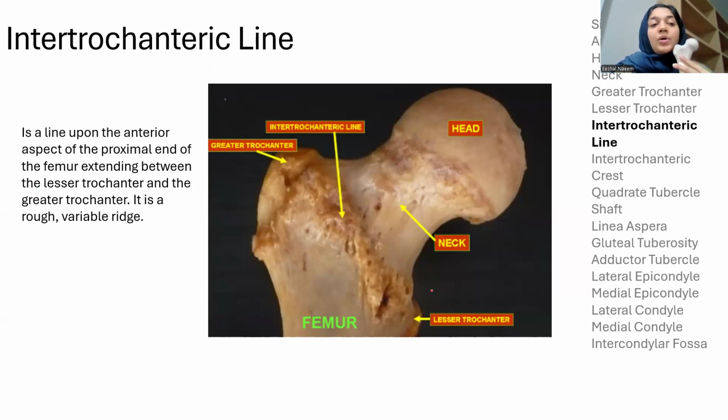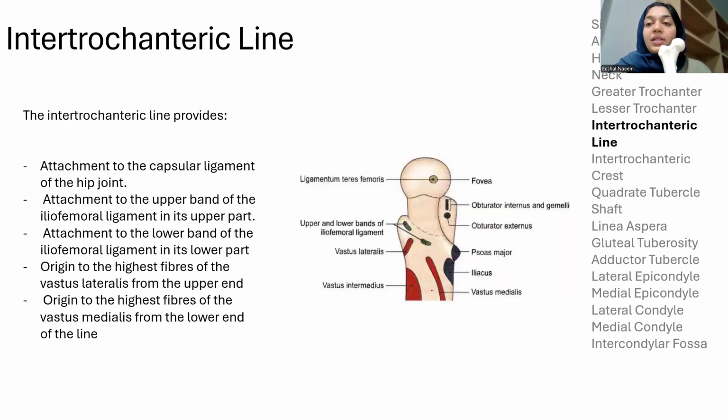It's a line upon the anterior aspect of the proximal end of the femur, extending between the lesser trochanter and the greater trochanter. It is a rough variable edge. The intertrochanteric line provides attachment to the capsular ligament of the hip joint. Attached to the upper band of this line is the upper band of the iliofemoral ligament, and attached to the lower band of this line is the lower part of the iliofemoral ligament.